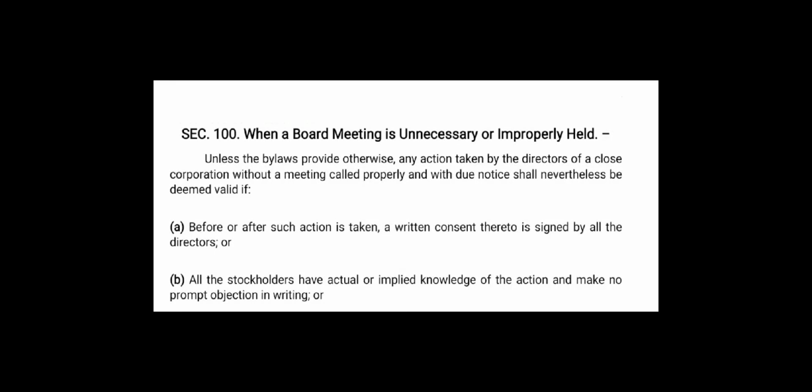In this situation, there is already a written consent signed by all of the directors. Then, there is an implied ratification and it is considered a valid corporate action. Second, all the stockholders have actual or implied knowledge of the action and make no prompt objection in writing. In this situation, all of the directors know that there is such an action, but they did not file an objection in writing, so there is an implied ratification and it is considered a valid corporate action.